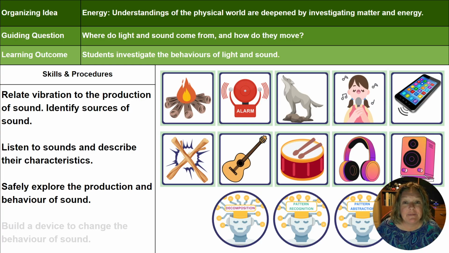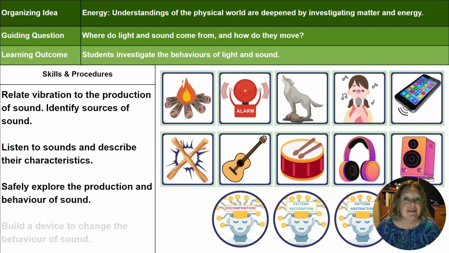So the first big idea in your energy unit is all around sound. Used to be grade 3, now it's moved down to grade 2. And you're going to be teaching your students all about vibration and sources of sound and characteristics of sound. When we're looking at characteristics, attributes, or properties, we have the opportunity to be working through the computational thinking. So as we talk about sounds, we can start to talk about characteristics of sounds, and we can start to think about making groupings of sounds.